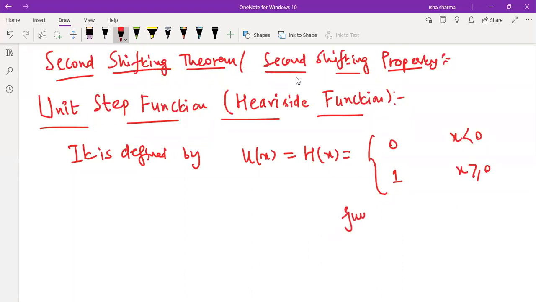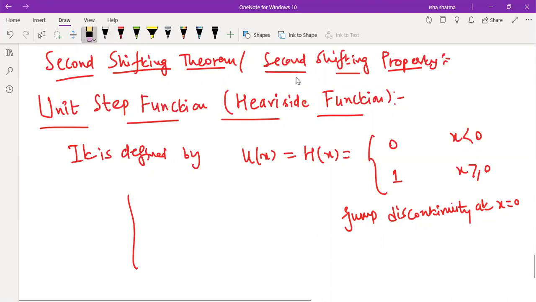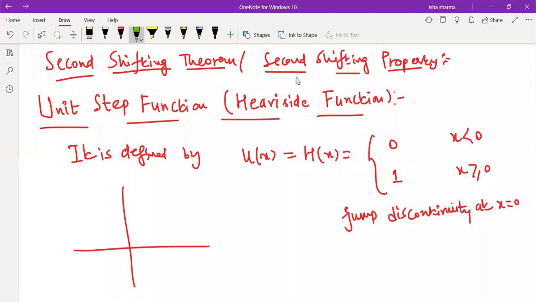So it clearly has a jump discontinuity at x equals 0, because if you draw this function graphically, for negative x the value is 0, then at x equals 0 it takes the value 1, and for all positive numbers the value is 1. So it's a step function, as you can visualize graphically why it is called a step function. We draw an open hollow circle here to mark that at x equals 0 this is the value, not this one, because the equality is here.